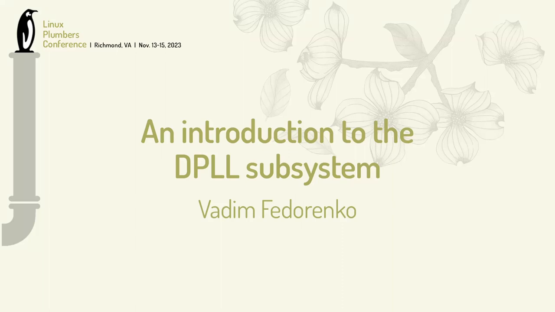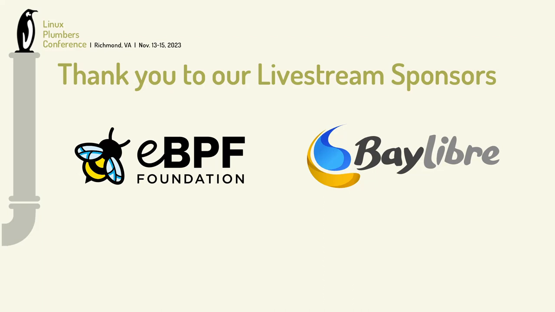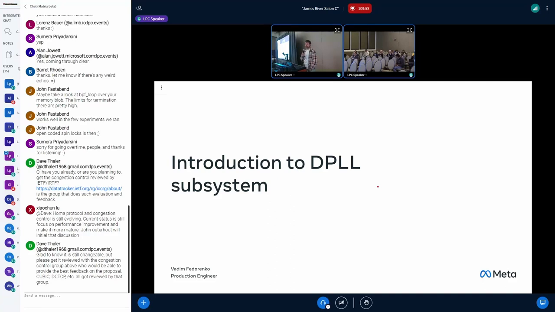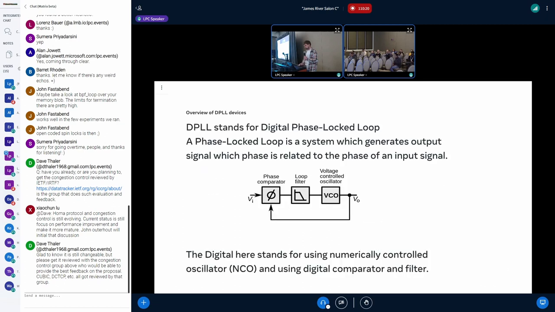I'm working at Meta, and today I'm gonna introduce you to a new subsystem that will be available in Linux kernel 6.7. It's called DPLL. It represents the DPLL devices, which are digital phase lock loop. So we created this subsystem. Let's talk about what a phase lock loop system is.